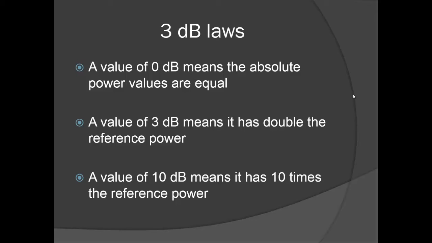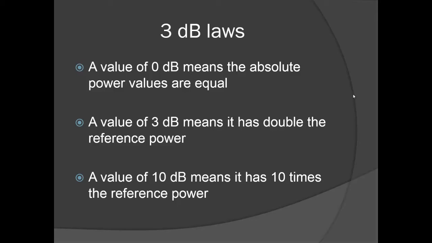Or the rule of 0, the rule of 10, the rule of 3. And if the dB means 0, it means that both are the same. It means the isotropic reference value and the antenna that you're looking at are both the same. So a dB of 0 means that you're identical to the reference, the standard. And then a dB of 3 means you have double the power of the reference. And a dB of 10 means you have 10 times the power of the reference.